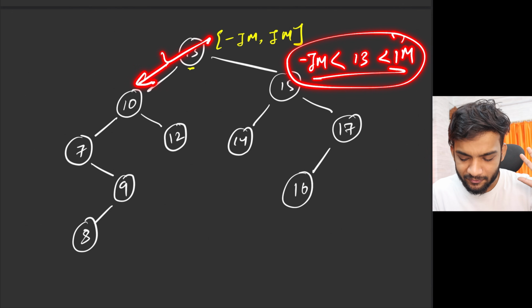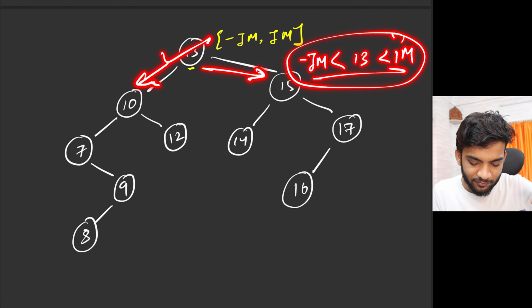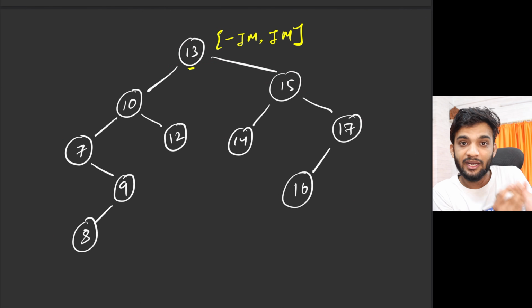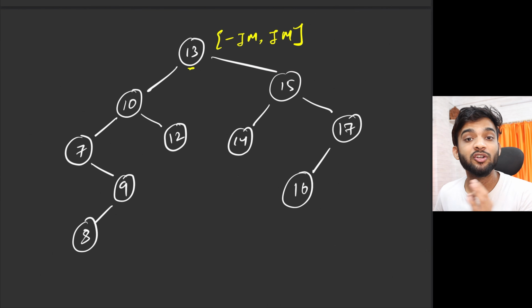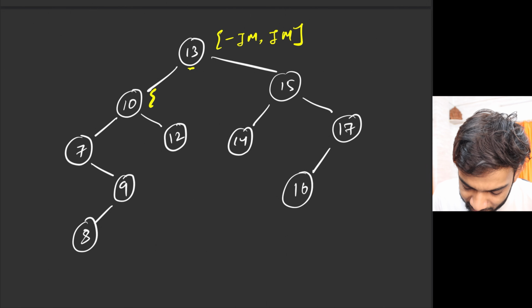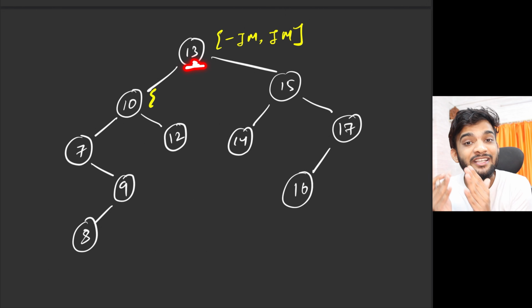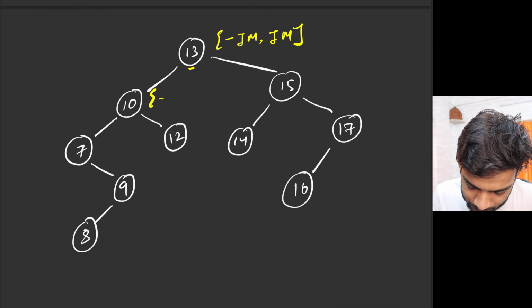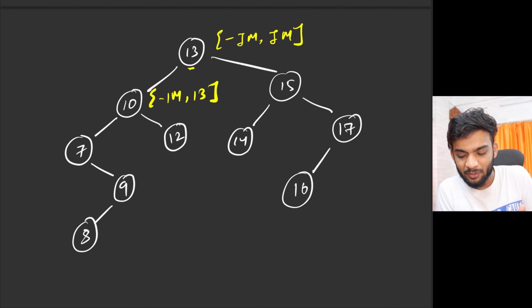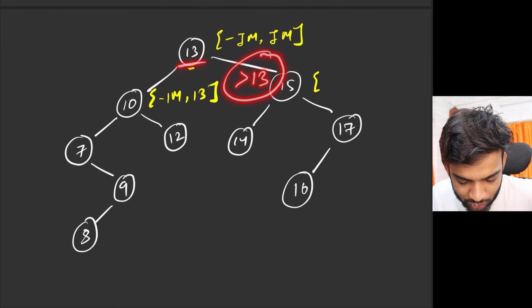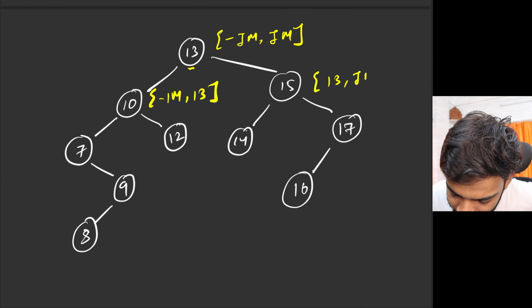Now I will go to the left and I will go to the right, and both of these should return me a true. Like both of these should be valid. The left should be valid, the right should be valid. Now tell me what will be the left range. That's very simple. Can I say everything to the left should be smaller than 13, right? So what I'll write is int min to 13 should be the left range, and on the right everything should be greater than 13, correct? So my range will be 13 to int max.